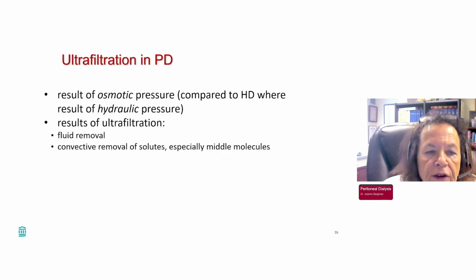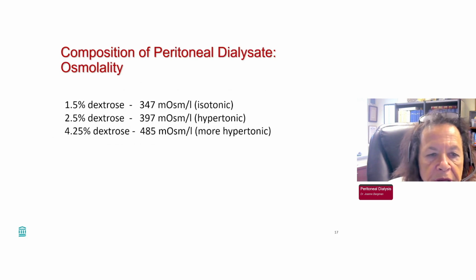Fluid removal in PD is done by osmotic pressure compared to hydraulic pressure in hemo, but the results are the same as mentioned before, ultrafiltration and convective removal of solutes, which as you know is disproportionately more important for the larger molecular weight uremic solutes. So this is the composition of the dialysate fluid, the 1.5%, the 2.5%, and the 4.25%. And you can see that with the higher dextrose concentrations, you get higher osmolality.